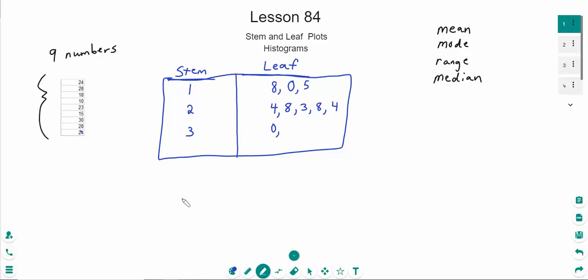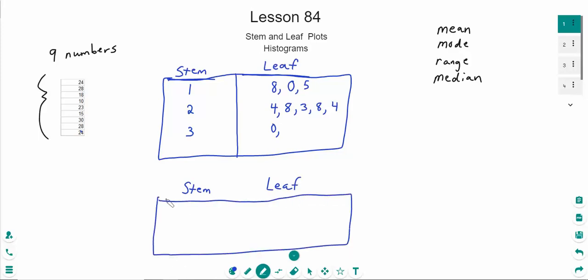And we could perfect this, make it even more organized by rewriting it. I think I'll do this. We're going to rewrite this. Okay, we're going to do our stem and leaf plot again. Only now, we're going to have our stems, 1, 2, and 3. Kind of separate the stems here. And then we have our leaves.